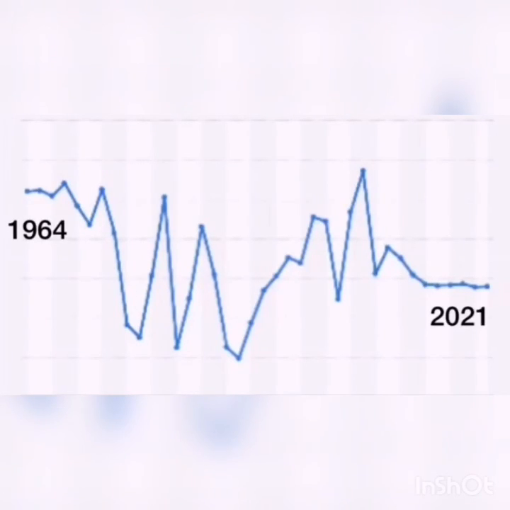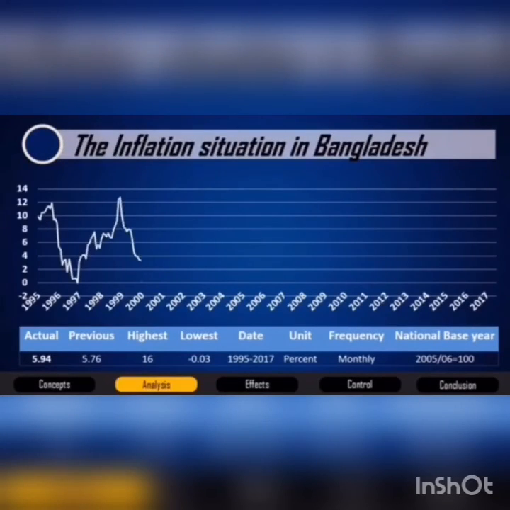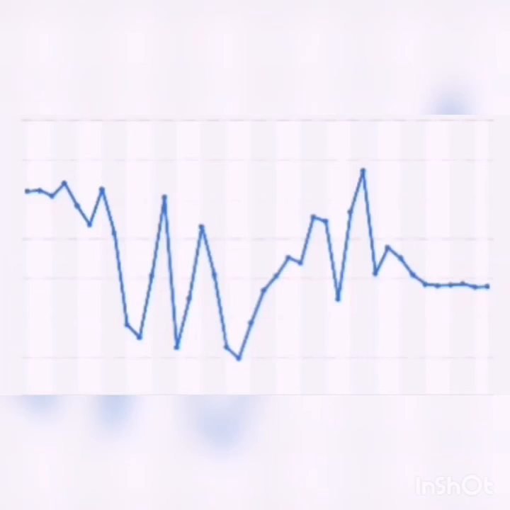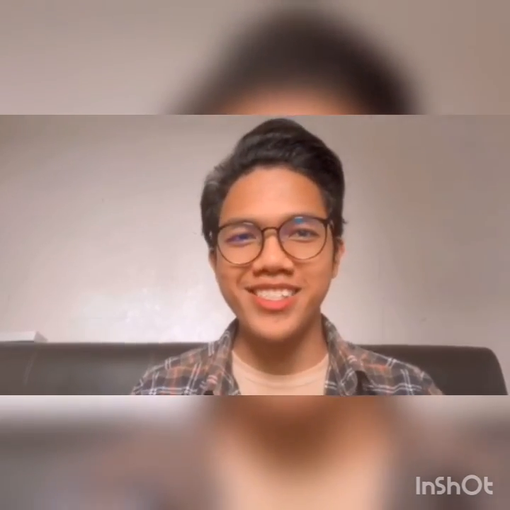Based on this graph, here we can see that Bangladesh is not as bad as we think it is. It is not as bad as we see on social media and so on. We can see that from 1964 to 2021, there were ups and downs in the inflation rate of Bangladesh. We can also see that their government is reacting to the inflation that is happening in their country. Inflation can happen in Bangladesh.